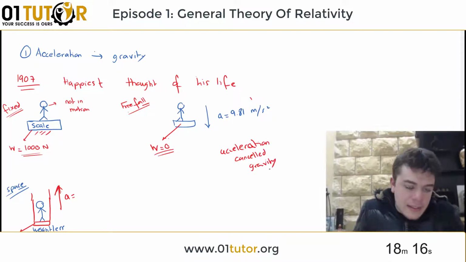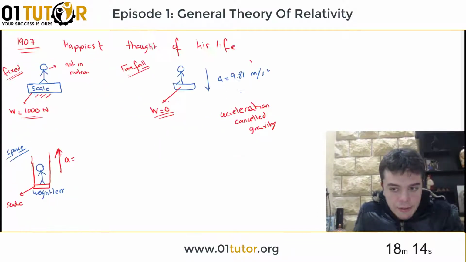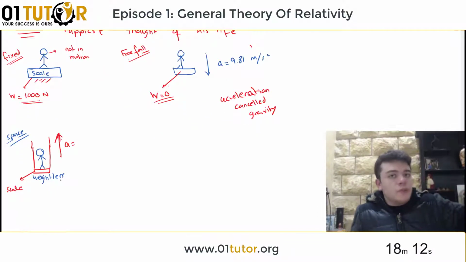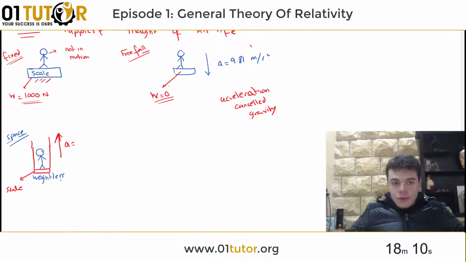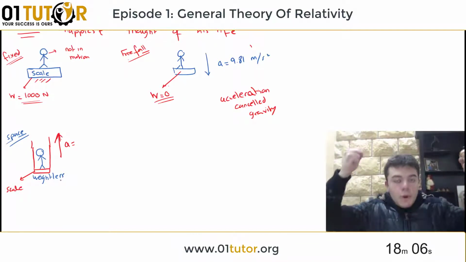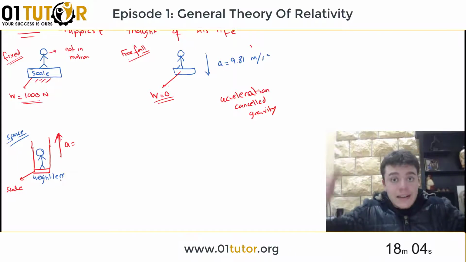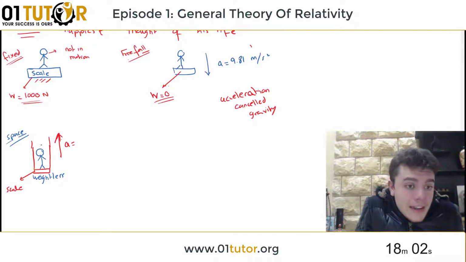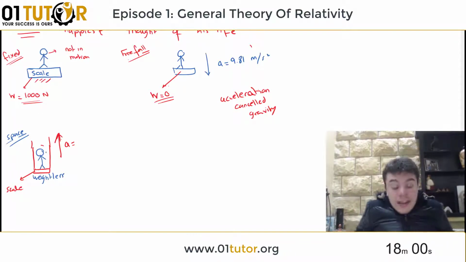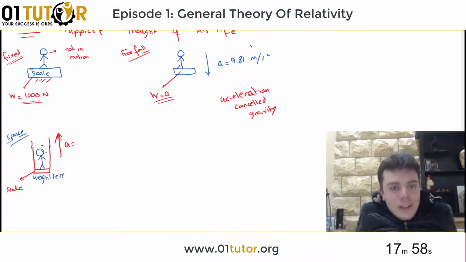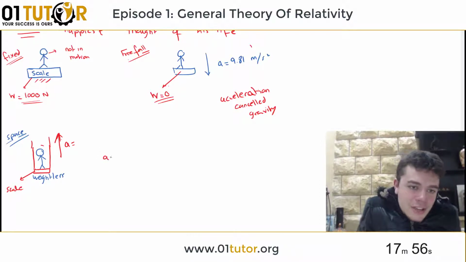However, in the second case, if you see a man in space with two ropes tied to a scale, and you pull these two ropes with a certain acceleration upwards, the man in here is going to feel his own weight even though there is no gravitational field. So in here, acceleration creates gravity.